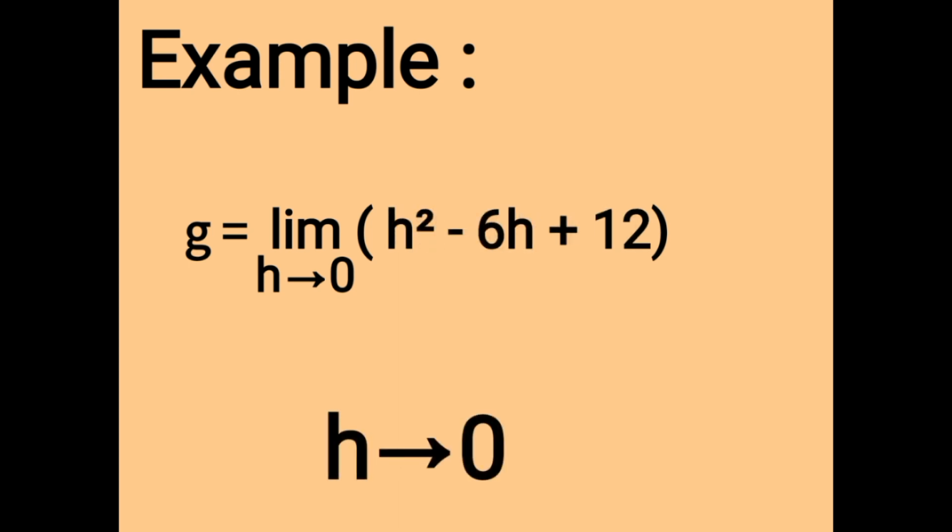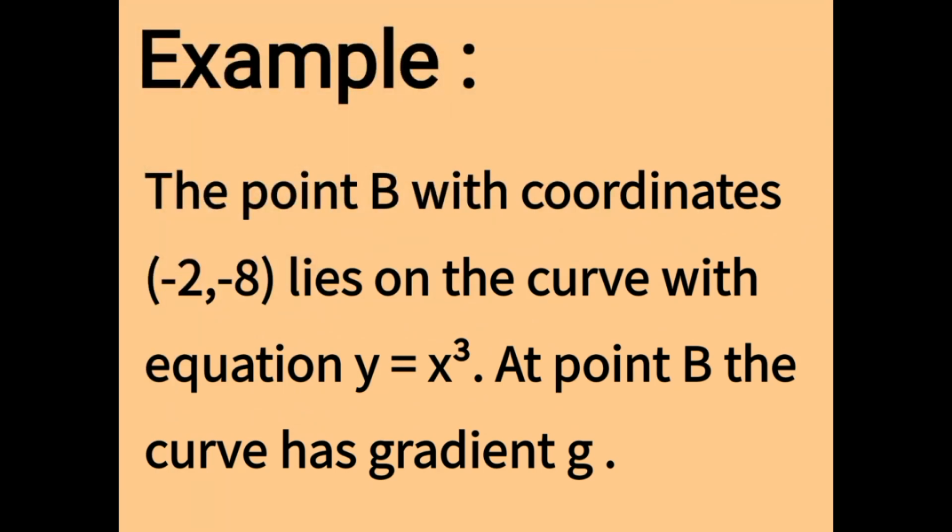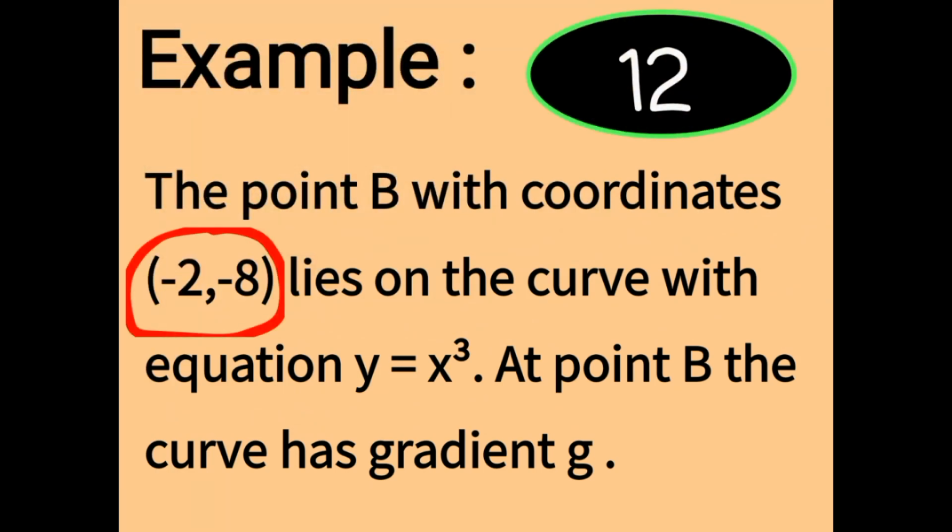Now, as h approaches 0, h squared also approaches 0 and -6h also approaches 0. Then we'll have a limiting value of 12 as h tends to 0. So g equals 12. And hence, the gradient at point B with coordinates (-2, -8) equals 12.